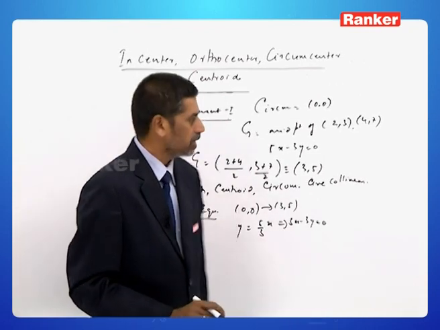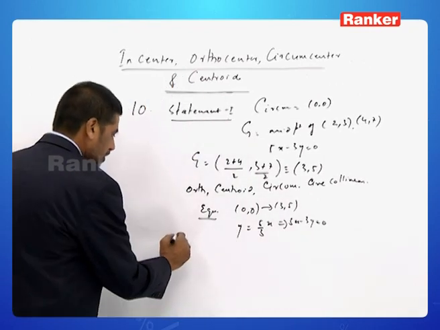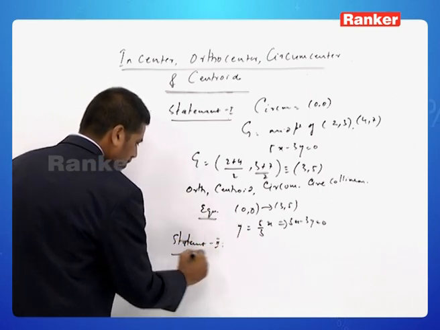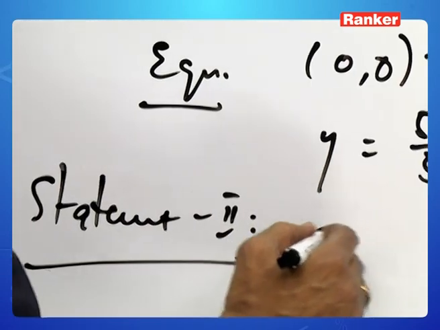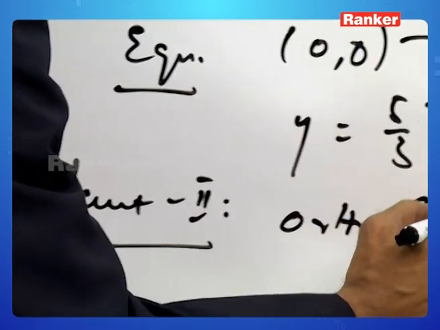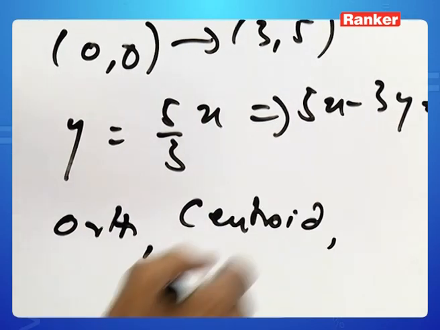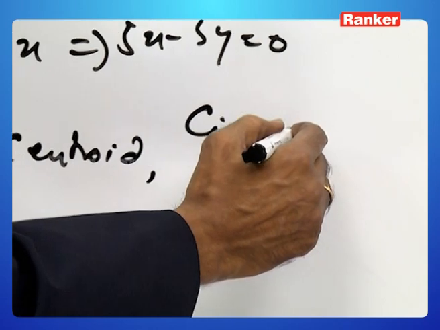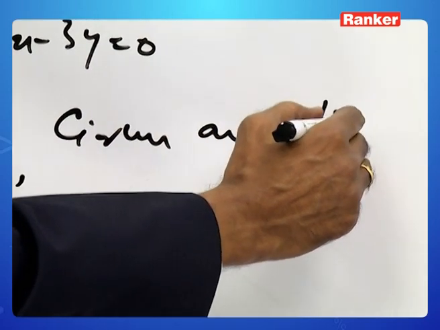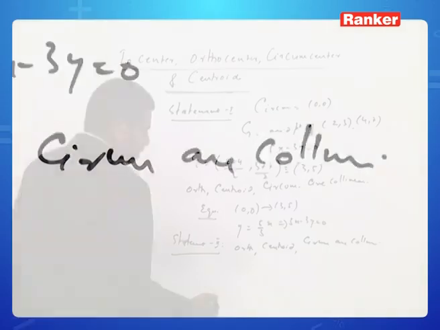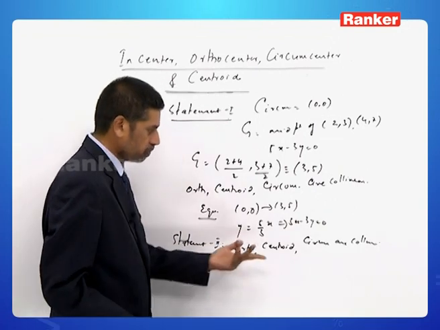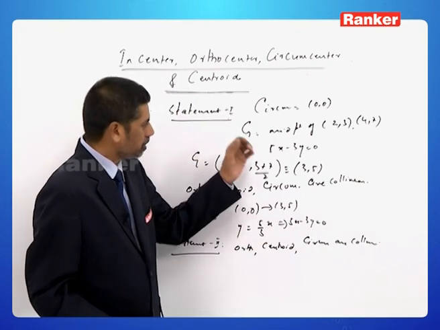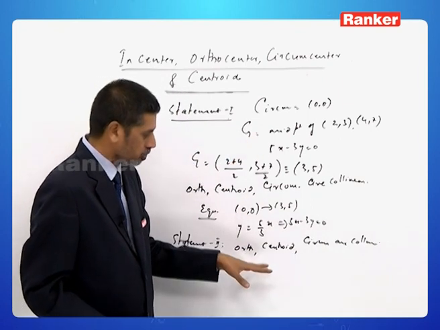Now, what is that he is saying about statement number 2? He says statement number 2 is orthocenter, centroid and circumcenter are collinear. So, that is in fact a universal truth. Therefore, statement number 2 is always correct. Statement number 1 we have proved is correct. Statement number 2 is also correct.